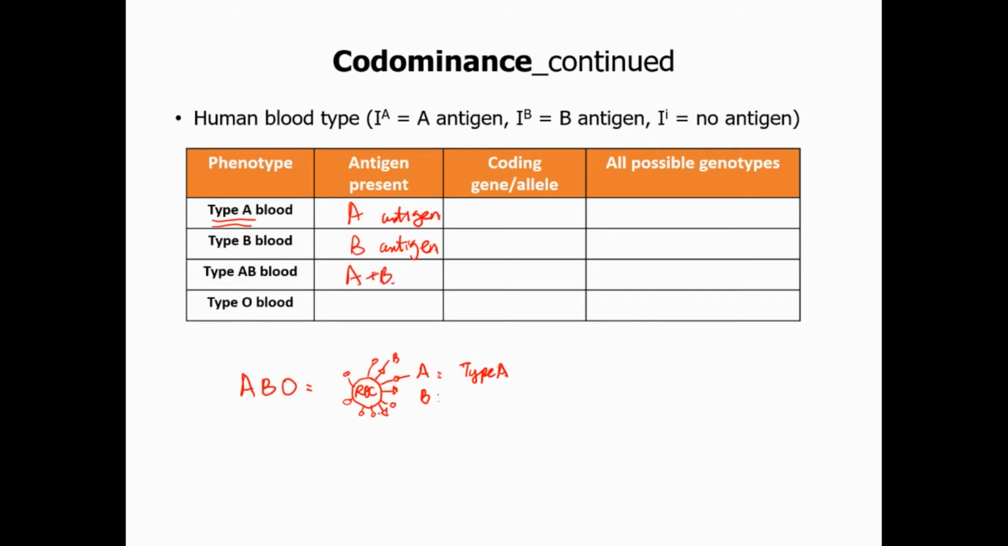What if you have blood type O? You don't have any antigen present on the surface. So you can see there's nothing there. So that'd be type O.